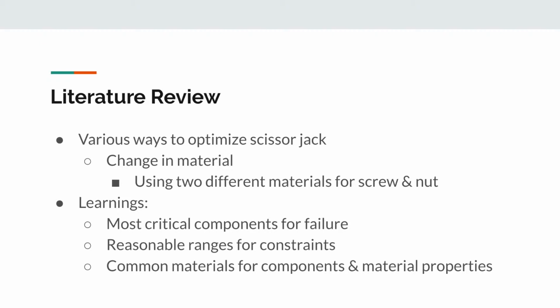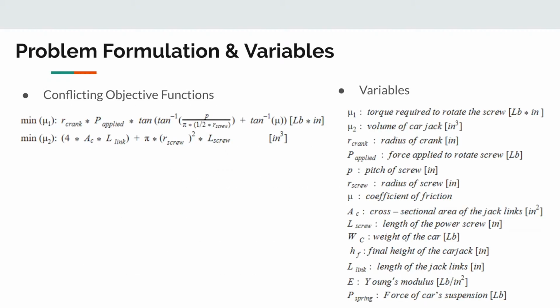For problem formulation, we came up with two conflicting objective functions, the first being mu1, representing the torque required to rotate the screw, and second, mu2, the volume of the car jack. As you can see on the right, there are many variables that are used. Many are different lengths, areas, or radii of the components of the car jack. Also, different weights and final heights of the car jack must raise, but also mechanical properties like Young's modulus that will have to do with the strength of the material used.